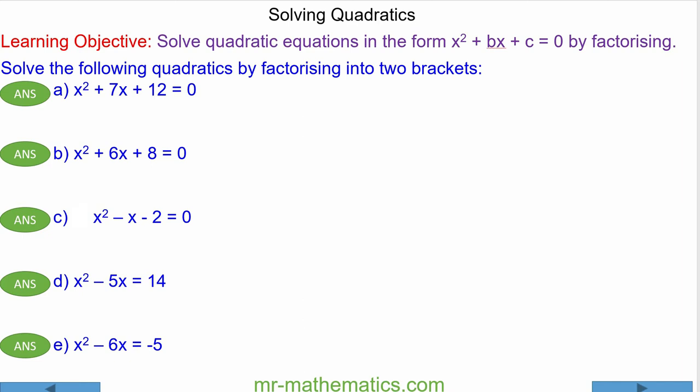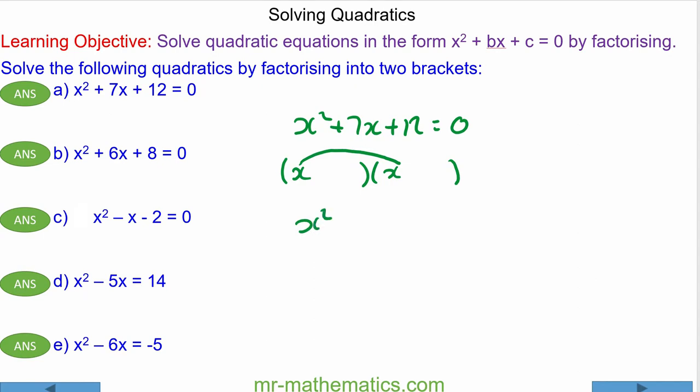In this lesson, we're going to solve quadratics by factorising. We begin with x squared plus 7x plus 12 equals 0. And to factorise, we're going to put it into two brackets, and we have an x in each bracket. And that will be the x squared term.